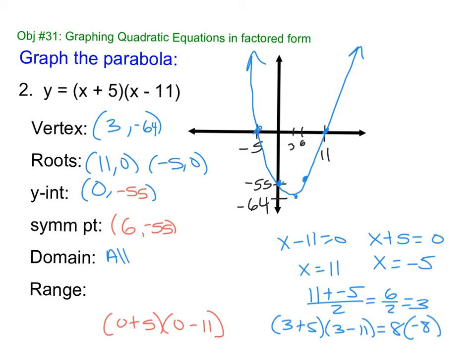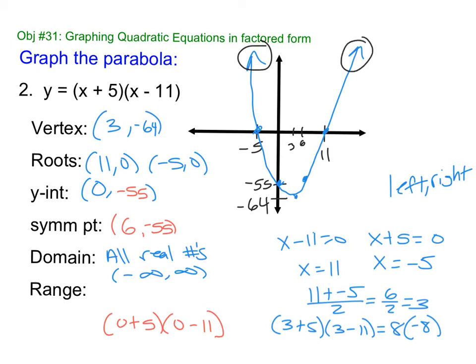Okay, what is the domain? Domain, all real numbers. Remember, a lot of us like to write negative infinity to infinity. Domain is left comma right. On this graph, the farthest thing to the left is an arrow. Farthest thing to the right is an arrow. And remember, x is on the left or negative, so negative infinity, infinity.